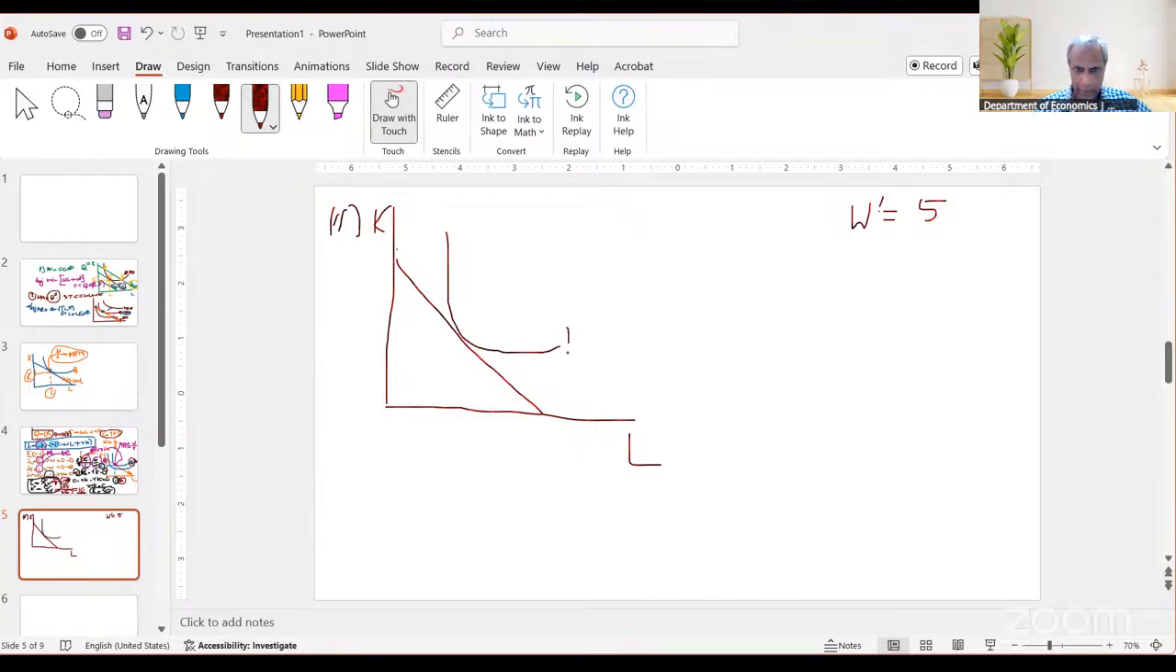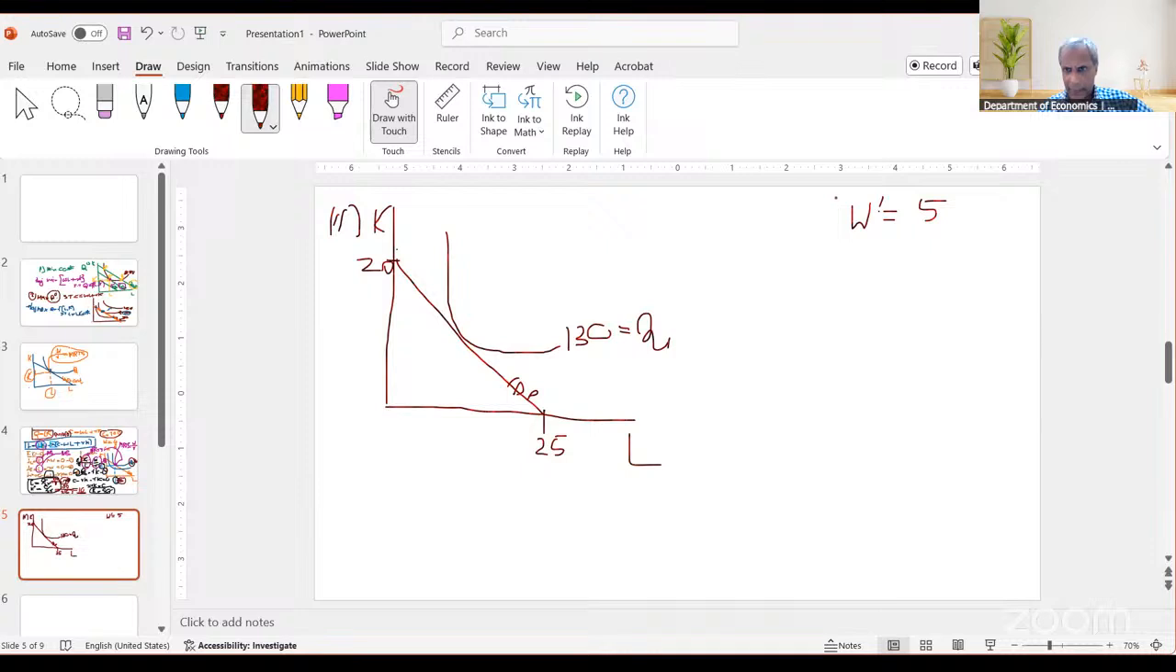Output, we got the 130. Q1. Here the budget is 100. Initially the wage was $4. The initially what we had, the R is 5, the maximum you can recruit. So that ISO cost curve we get.